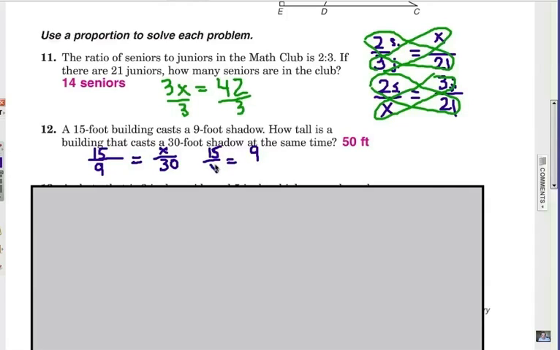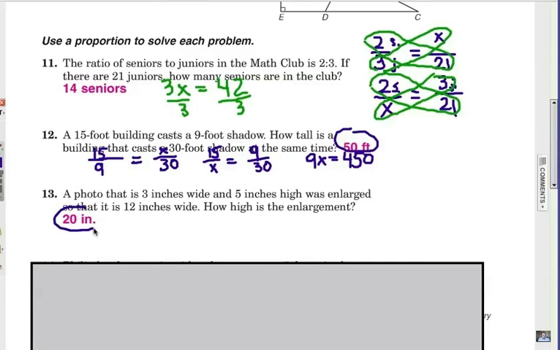Now, you could also say 15 and then across from that the 9, and we could have the X here and the 30 here. In other words, we could have height of building over height of building, shadow over shadow. However you do it, when you cross multiply, you're going to get 9x equals 450, and then divide both sides by 9. Of course, you get the answer of 50 feet. All right, hope that you got that. Number 13.